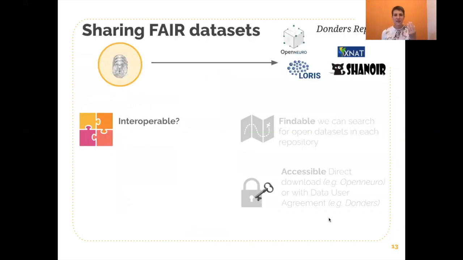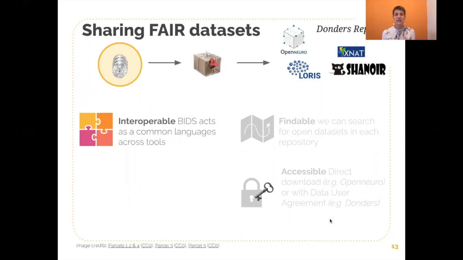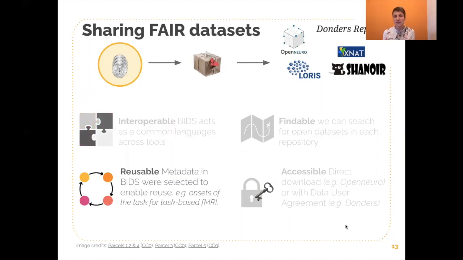And so, going back to our question about interoperability, basically BIDS acts as a common language across tools because many different tools can understand that structure. And I've mentioned reuse already a few times, and what's nice about BIDS is that it was built with reusability in mind. An example here is that amongst all the metadata that are included, there are the onsets for task fMRI. If you have a task fMRI dataset without this information, there is nothing much you can do.